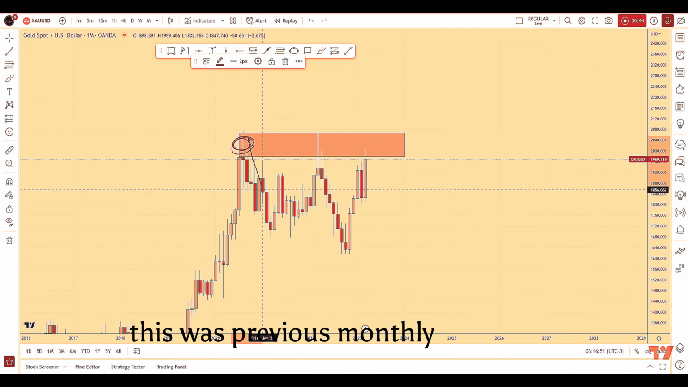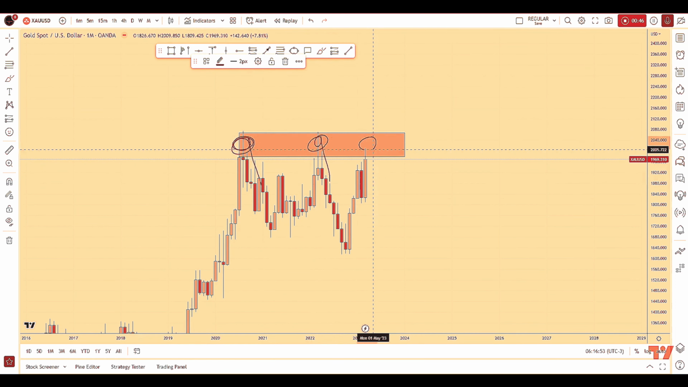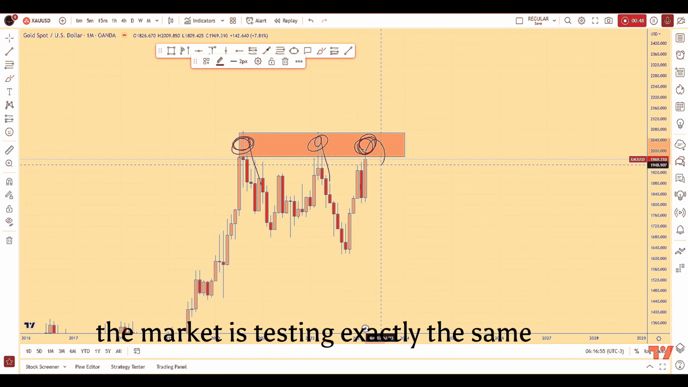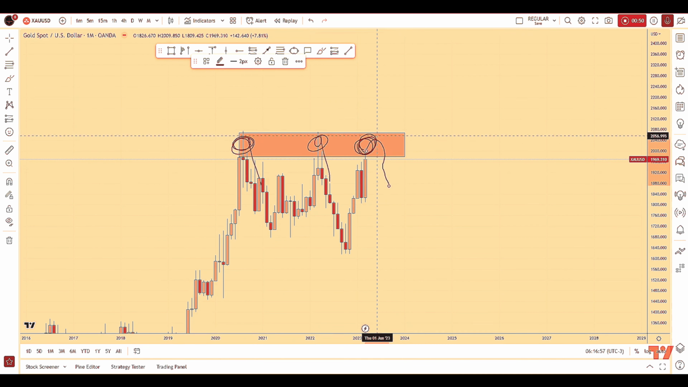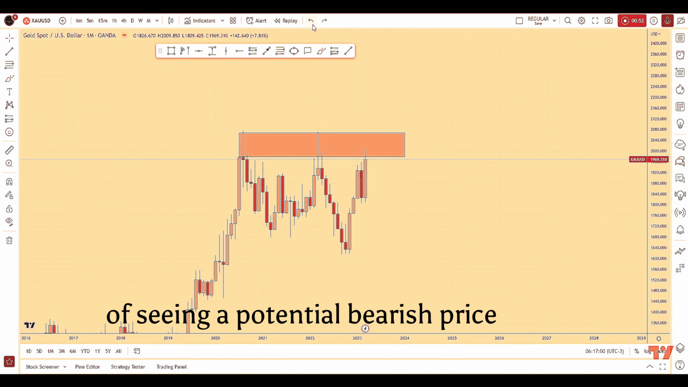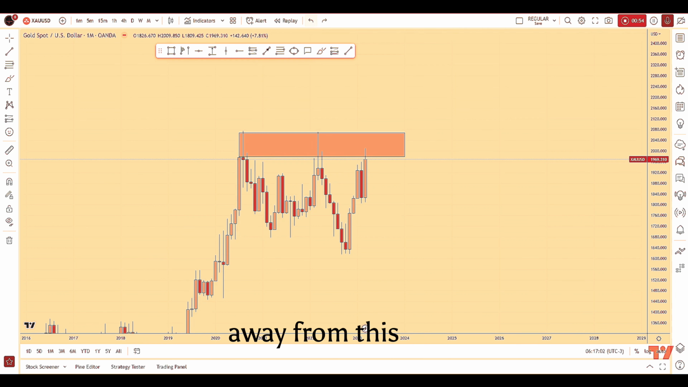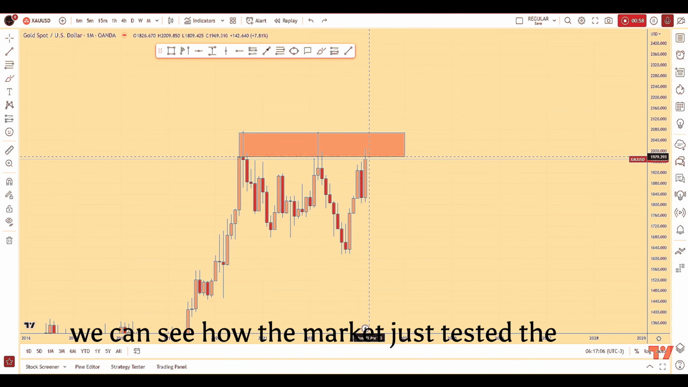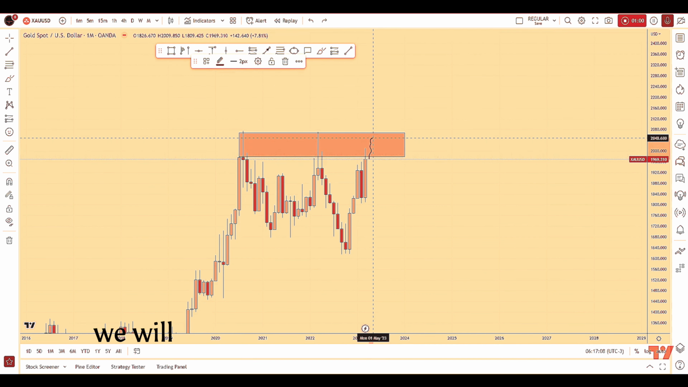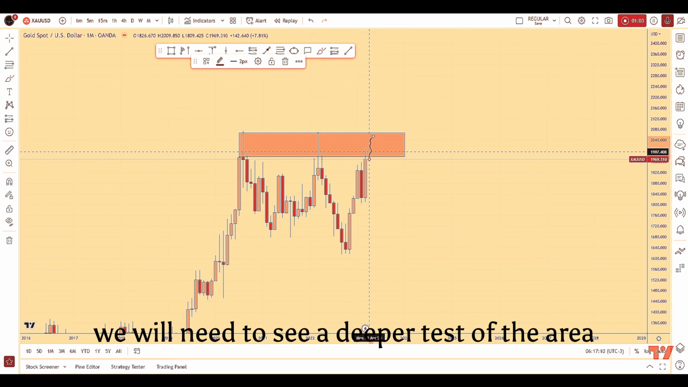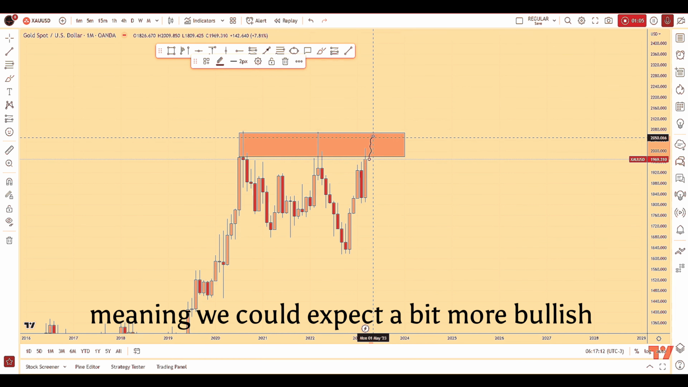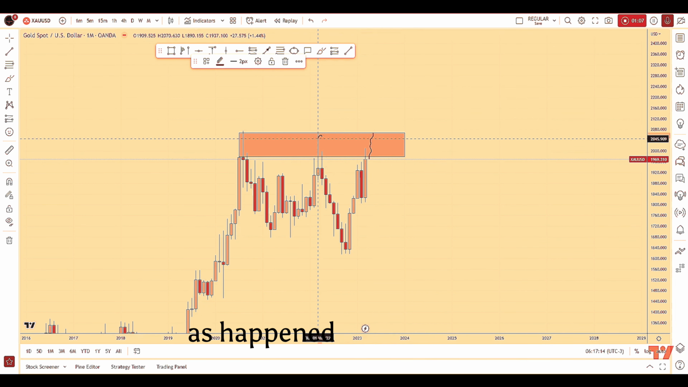This was previous monthly resistance here, again here. At the moment, the market is testing exactly the same zone from which there is the possibility of seeing some potential bearish price action developed away from this zone. However, at the same time, we can see how the market just tested the zone. So before that could happen, we will need to see a deeper test of the area, meaning we could expect a bit more bullish price action to be developed as happened here and here for a deeper test of the zone.